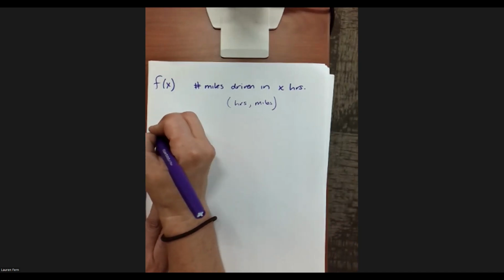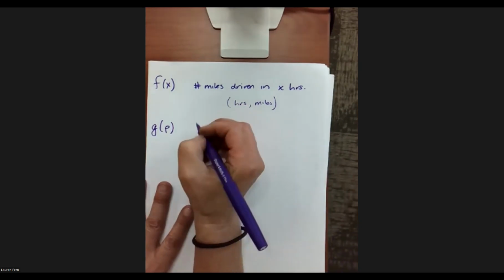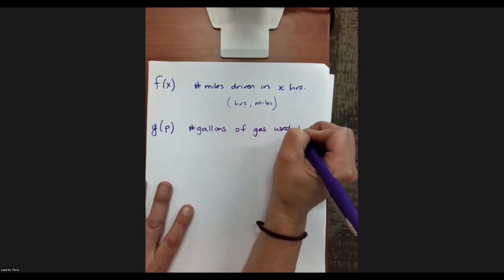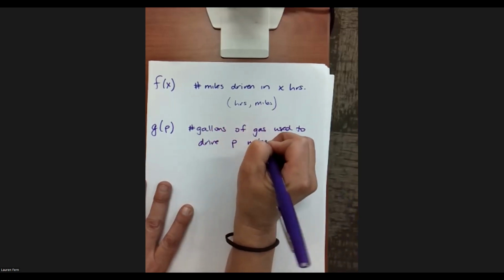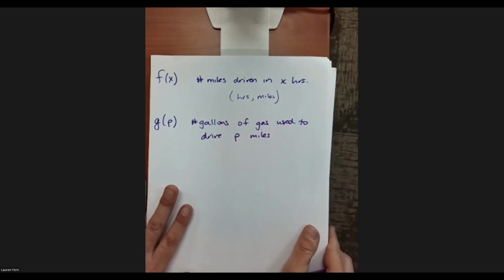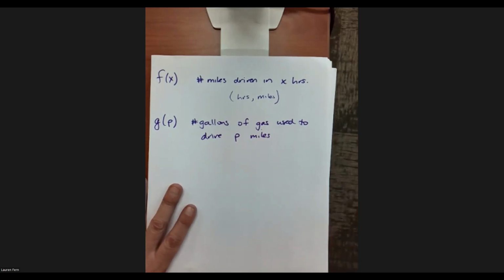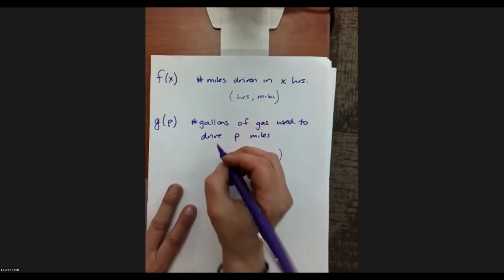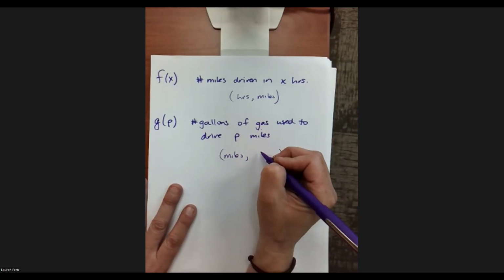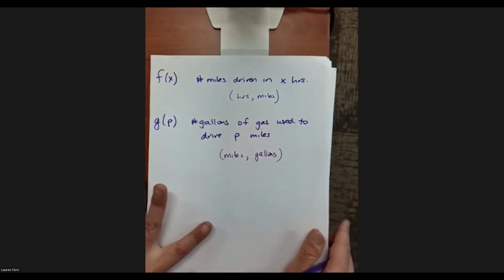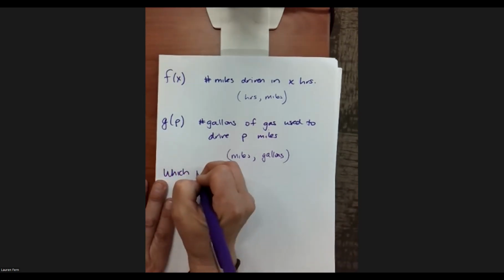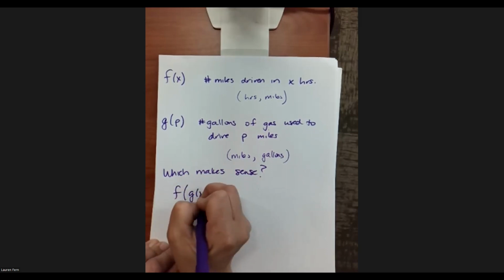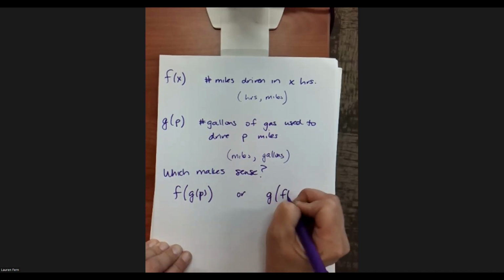What if I now tell you that we have another function g of p, and that is the number of gallons of gas used to drive p miles. What's my input and what's my output here? What's my input? Miles. And what's the output? Gallons of gas. I'm going to ask you a question. Which makes sense? f of g of p or g of f of x?